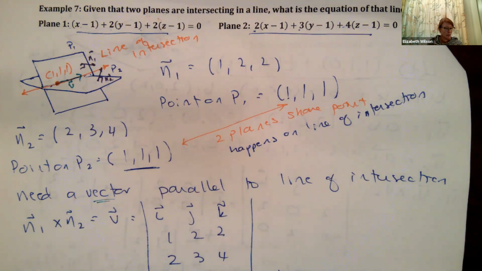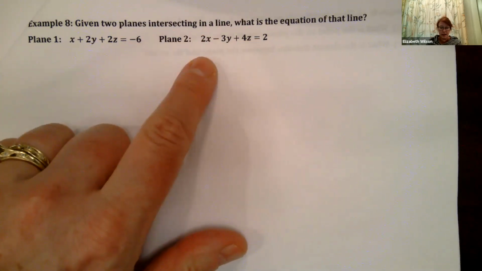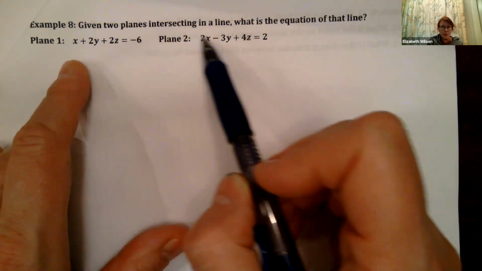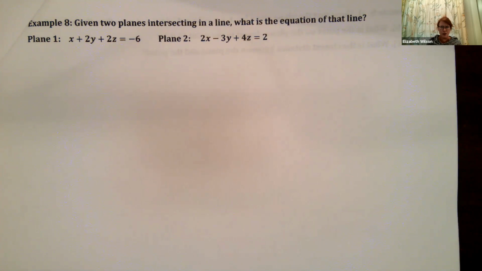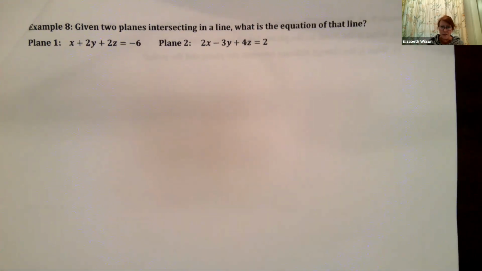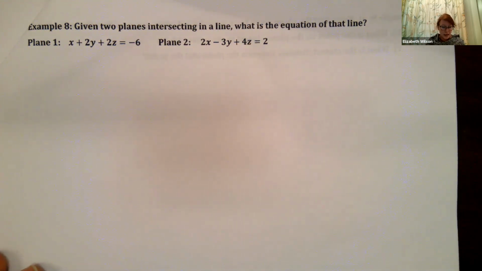On our next example, we're given two planes intersecting in a line, but you can see I can't extract a point. So why don't I go through this example, because I think it'll answer your question, which is, what do we do when it's not obvious what the shared point is? We'll have to find that point ourselves. So we're going to talk about how we're actually going to do that.